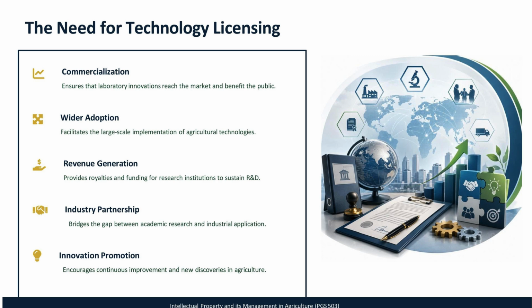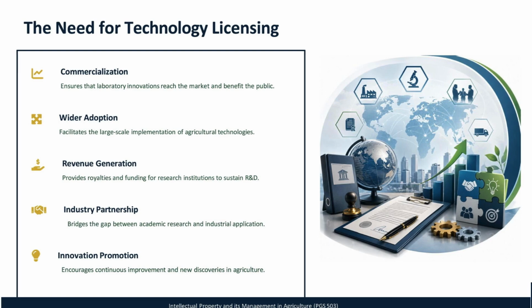The next point is revenue generation. Provides a steady and sustainable income stream through royalty payments. This benefits research organizations financially. The next point is industry partnership. Bridges the gap between academic research and industrial application. It creates collaboration between researchers and industries for practical implementation. The final point is innovation promotion. Encourages continuous improvement and new discoveries in agriculture. Technology licensing motivates researchers to develop more useful innovations.